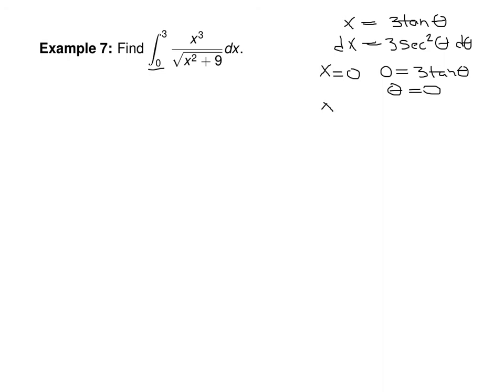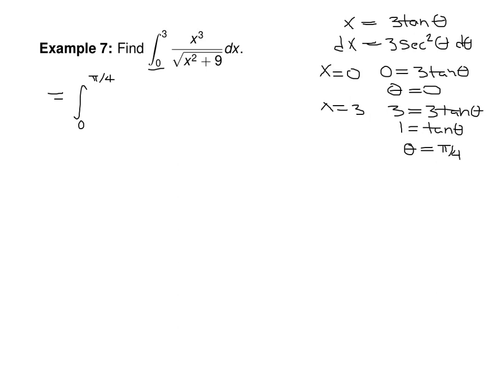And if x is equal to 3, we have 3 is equal to 3 tan theta. As this goes in for the x, 1 equals tan theta, so theta will equal pi quarters. So our integral becomes an integral from 0 to pi quarters.